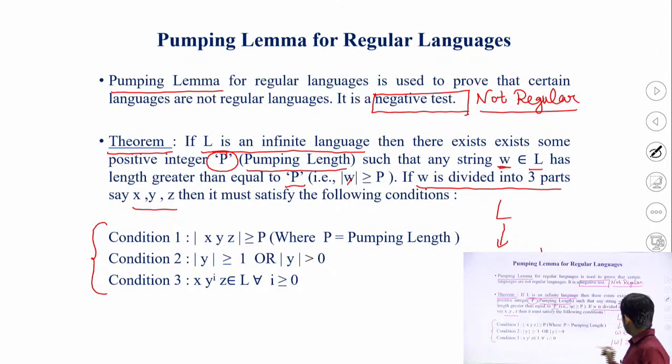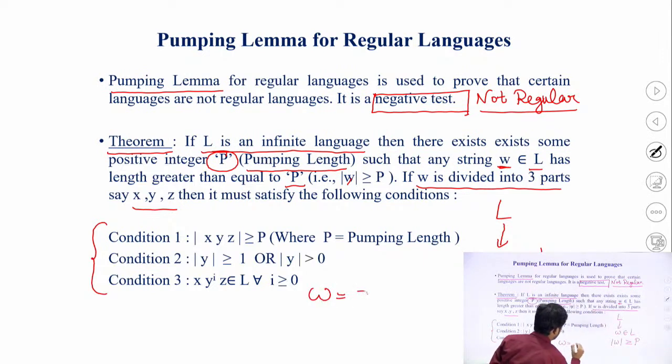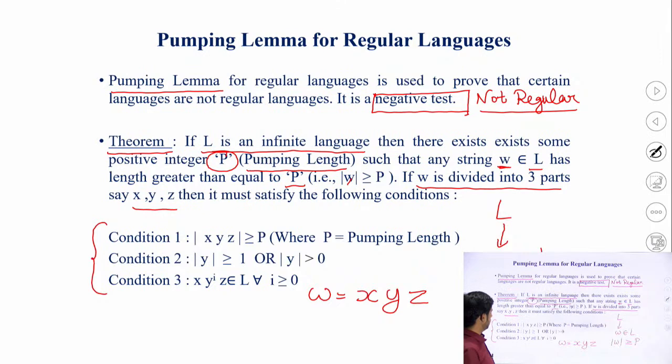That means we divide w into three parts, x, y, z, and these three conditions must be satisfied. So mod of x, y, z is greater than or equal to p. This is the first condition, where p is the pumping length.